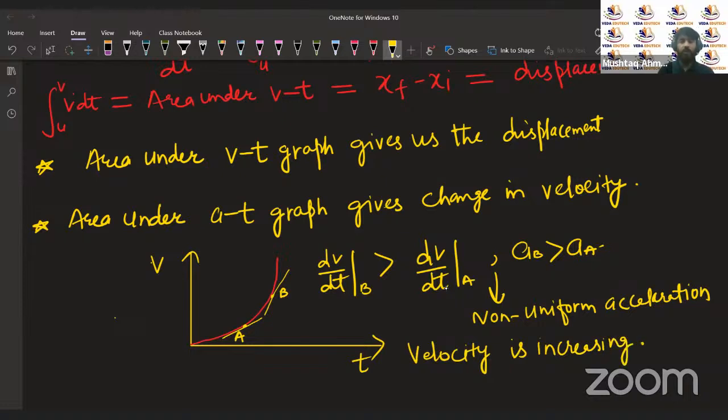In this case, the slope is always positive. It means acceleration is always positive, so the velocity is increasing continuously. But at different times, the acceleration is different. At point B, the acceleration is greater than at point A. It means the particle moves at greater velocity at point B than at point A, so VB is greater than VA.